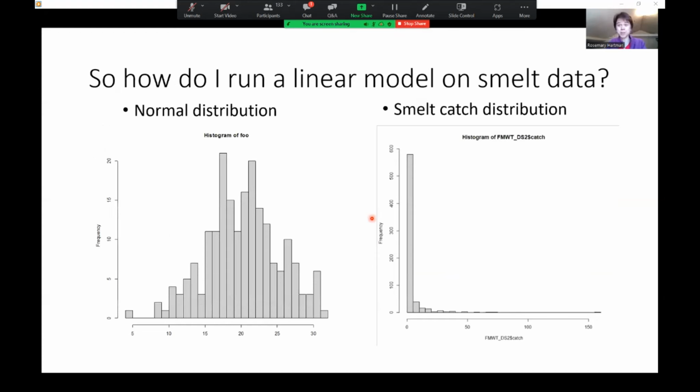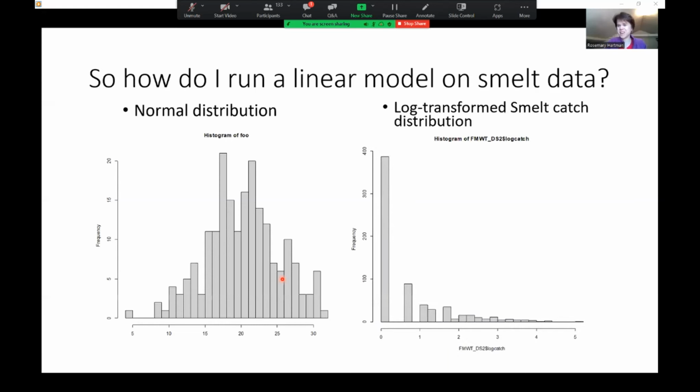In the last presentation, we looked at the striped bass data, which had a lot of zeros. This histogram of the smelt catch is even less normal looking than the striped bass one, though. We have even more zeros. So the first thing that we talked about in the previous lesson, the first thing you could try, is log transforming your data. This can often turn it into a normal distribution that you can run a linear model on, but not here. This is the log transform version. We still have way too many zeros to fit a linear model to this.